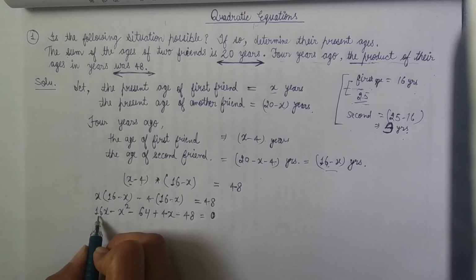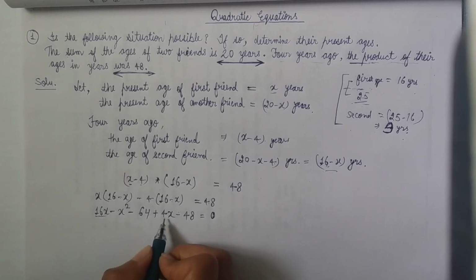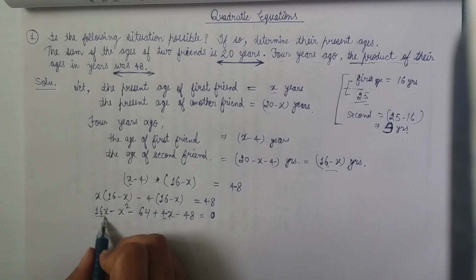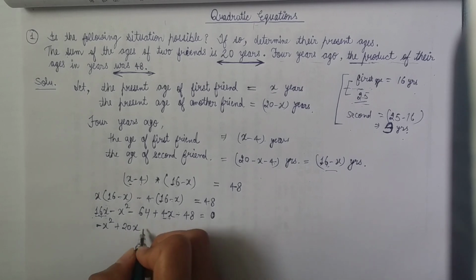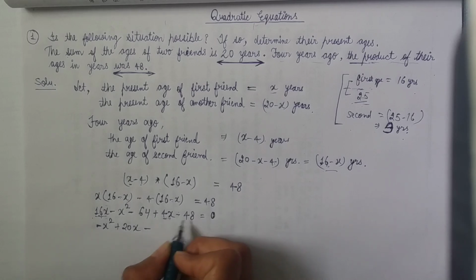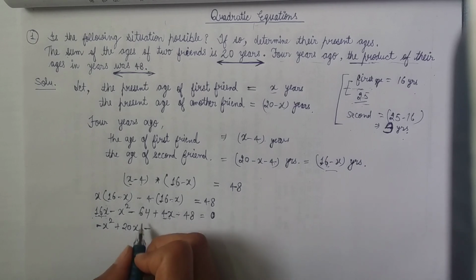So what we will do, 16x and 4x can be added to each other because both have the degree 1. Both have the degree of x 1, right? So 16x minus x square will be written as it is, plus 16x plus 4x will be 20x, right? And minus 64 and minus 48, minus will always be plus, but the bigger digit is the negative one, so that's why we will keep this sign as negative.